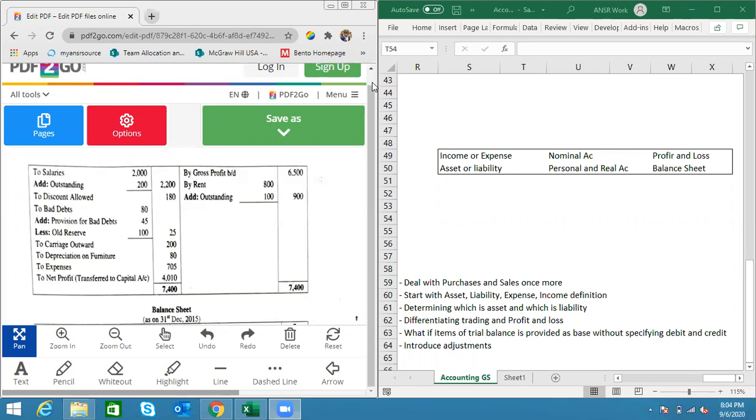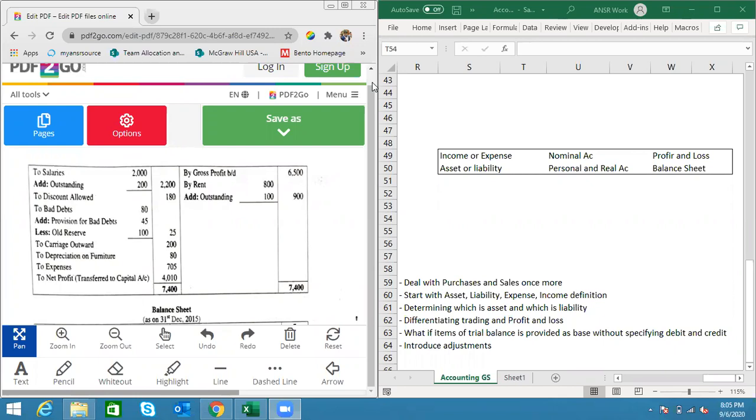In the ledger, very quick recap, we have a debit side and a credit side. Whether a particular entry will be posted in the debit side or credit side is determined by one question: whether that account is debited or credited in that particular entry. If the account is debited in that entry, it will be posted in the debit side. If it is credited, it will be posted in the credit side. The particulars of that posting in the ledger will be the other aspect of the transaction.